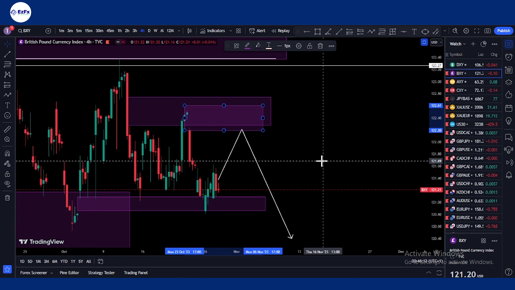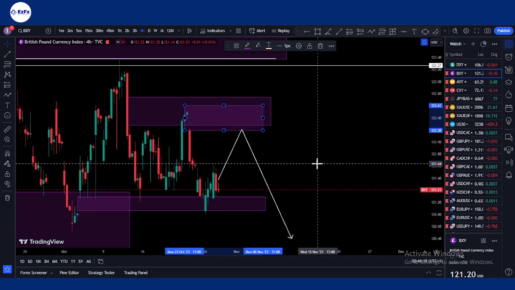So overall, my bias on BXY will be for us to be bearish, but I'd love to see a sort of buy to sell movement happen on BXY. I hope that is clear.